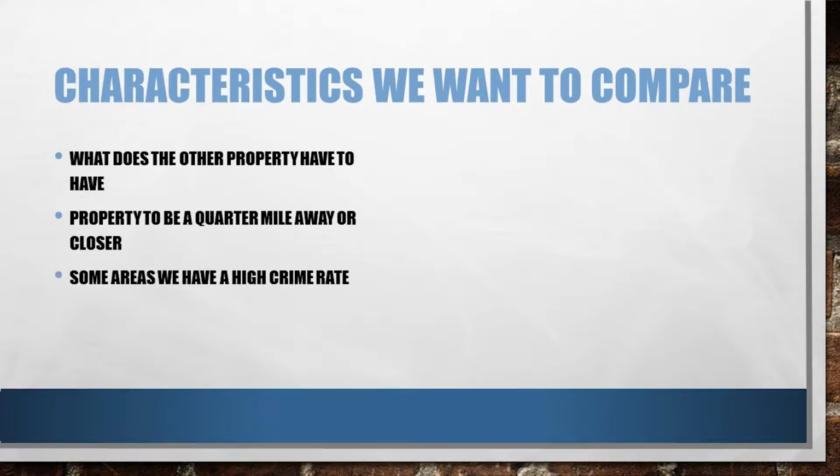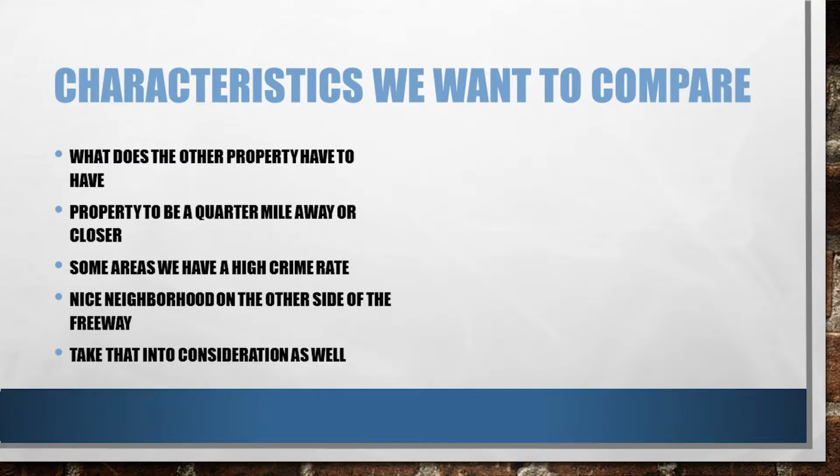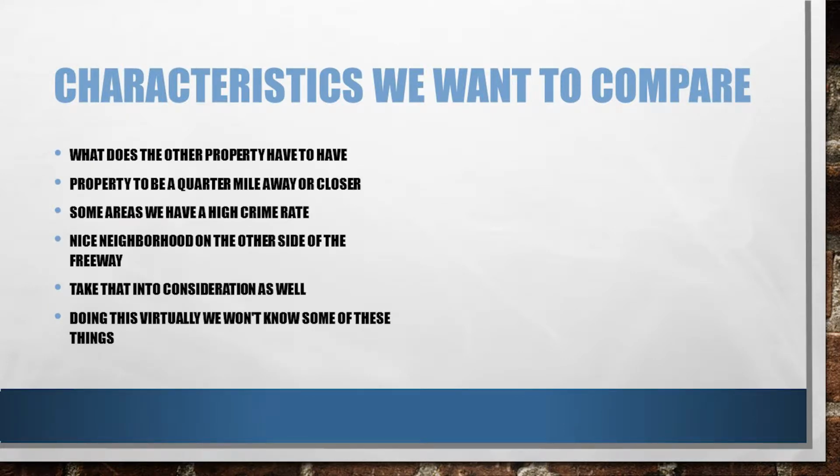Now, in some areas, we have a high crime rate on one side of the freeway, a nice neighborhood on the other side of the freeway, and they're within a quarter mile. Well, we have to take that into consideration as well. But if we're doing this virtually, we won't know some of those things. So bird's eye view, a quarter mile away. We want the comparable to be within 6 months. Whatever it is, if it's sold, I want it to be sold within the last 6 months, not a year, a little too far to stretch.